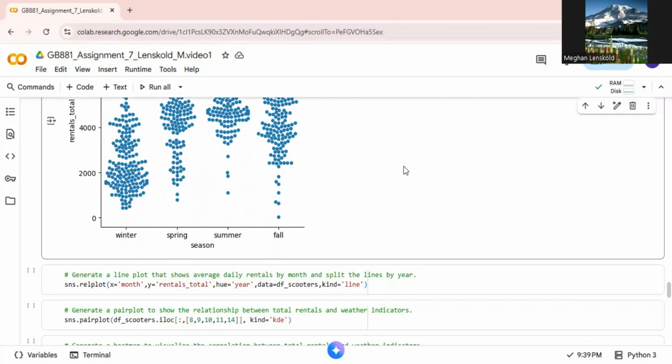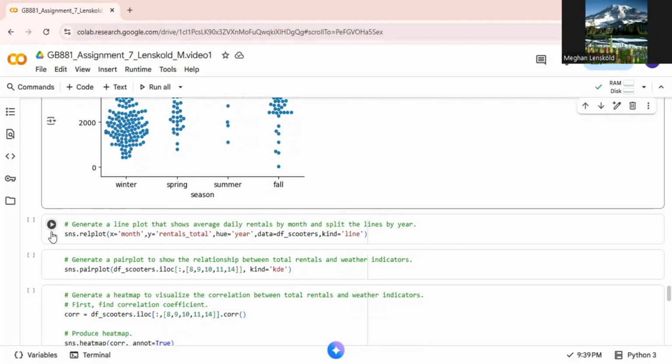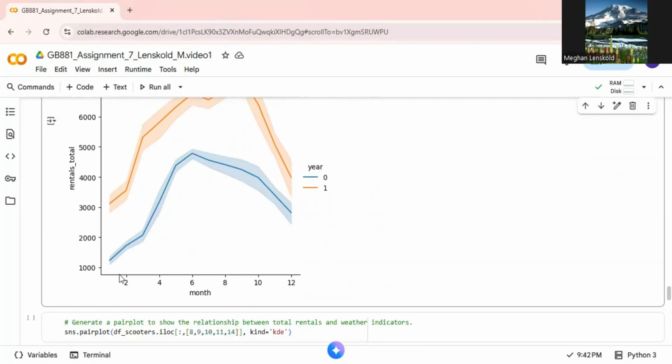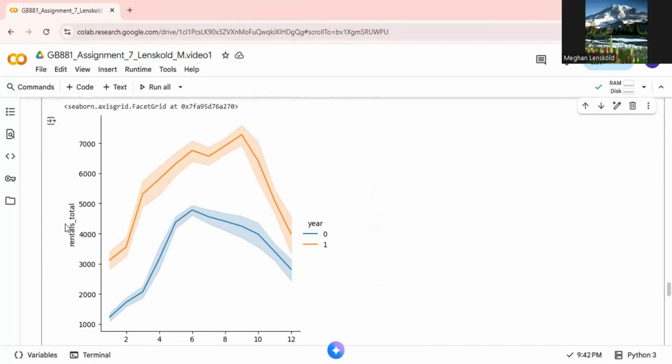I'm going to use a line plot to show the average number of daily rentals for each month. So the x-axis shows the months, and the y-axis shows the average rentals. I've also split the lines by year.